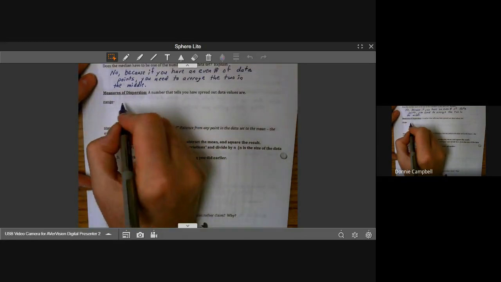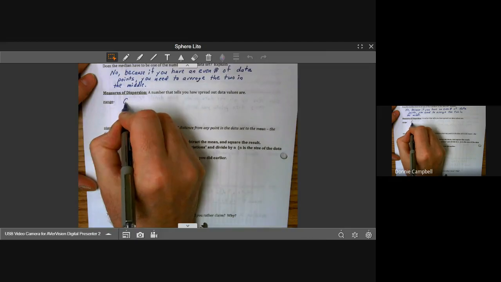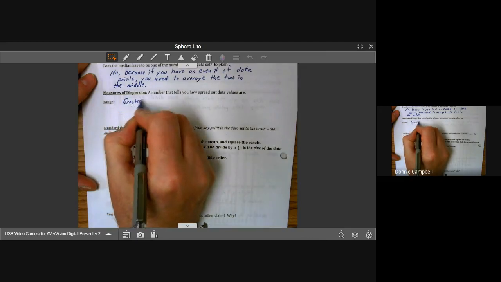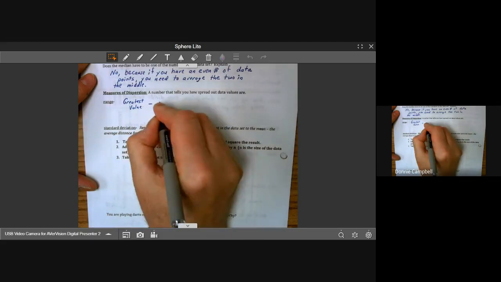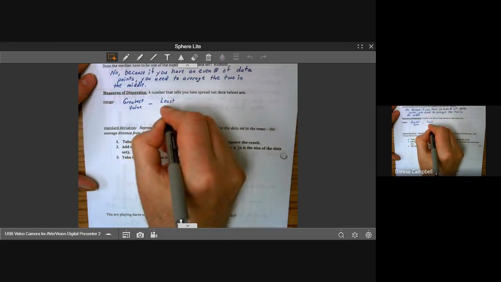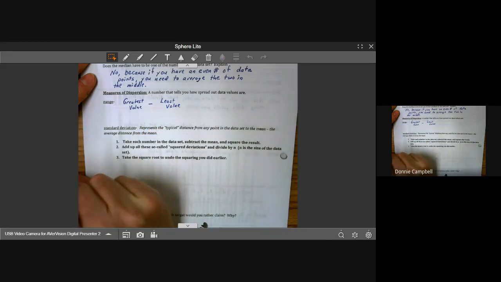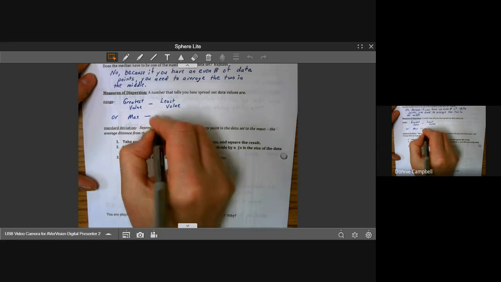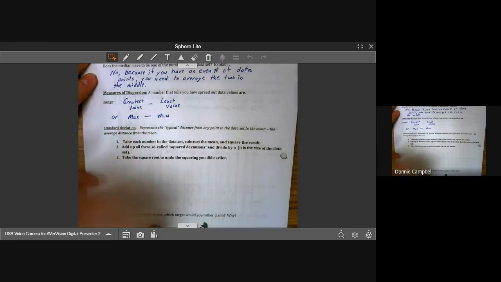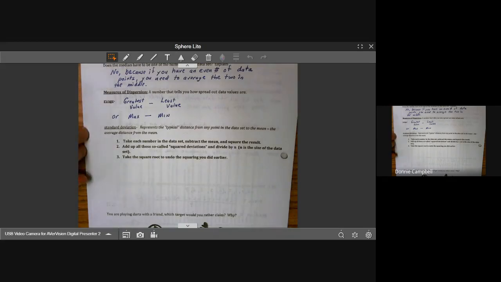And you find the range by it's the greatest value in your set, the biggest number in your set of values, minus the least value. Or you could say maximum value minus the minimum value. And it is a method of dispersion. It's not an accurate dispersion method to check, but it does work. Okay, it is a measure of dispersion. It's not a great one.